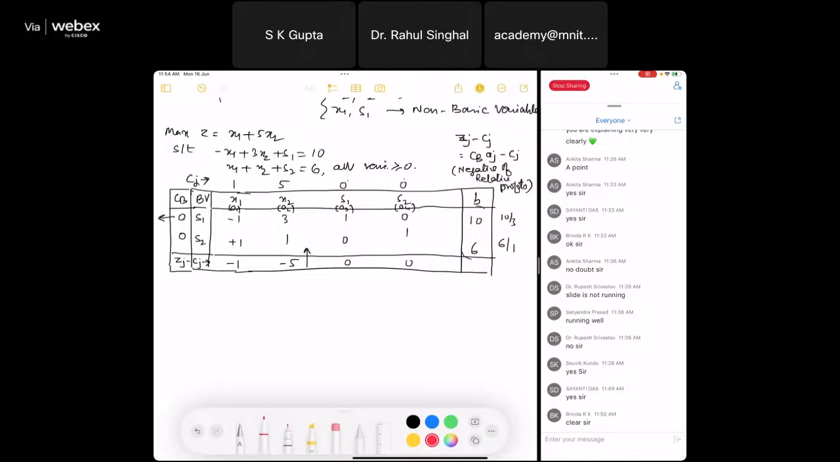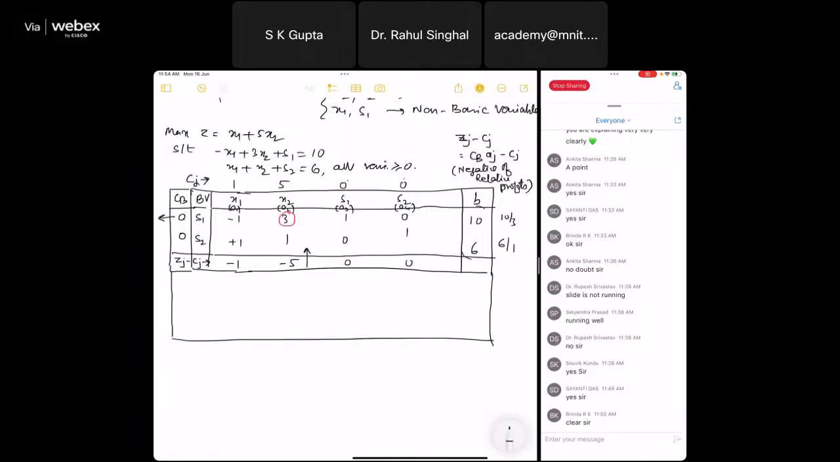So now you will make the next table. How we will make the next table, we will see here. The basic variables are now: S1 is leaving and X2 is entering. So this is your X2, this is your S2. You might be knowing how to make a table. I'm just trying to make you understand why this variable is entering and why this variable is leaving, how these iterations are going on. Number one. Number two, what are the various insights of these tables? I will try to explain after completing this problem, right?